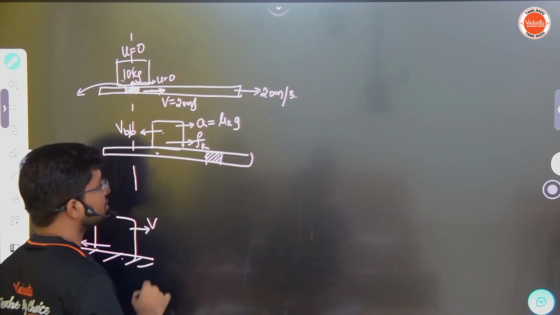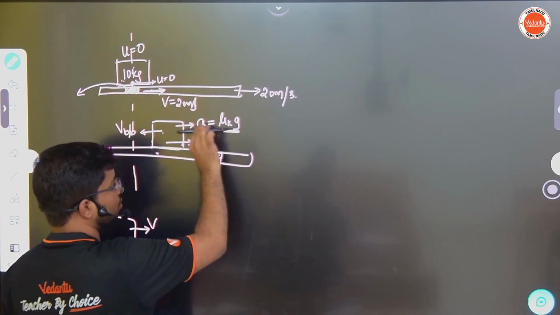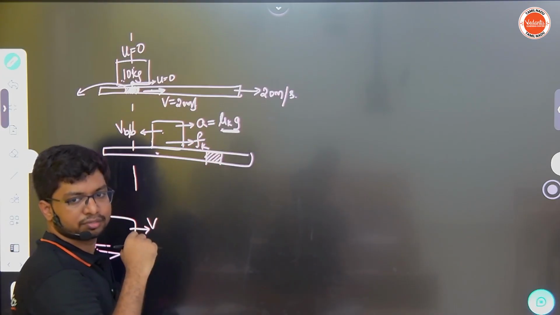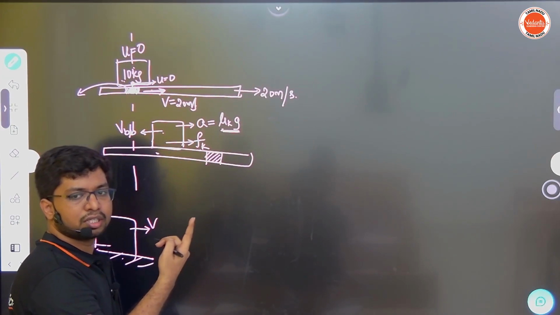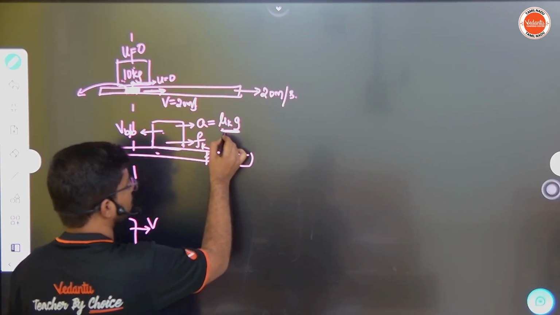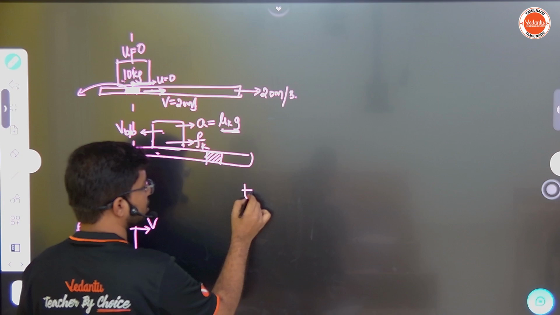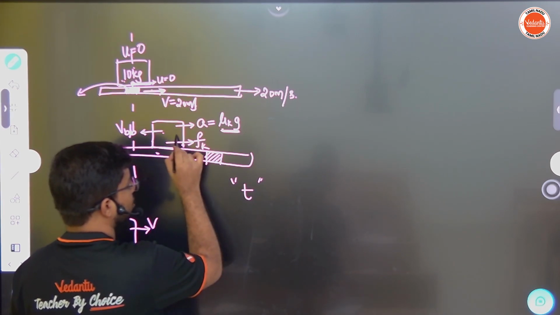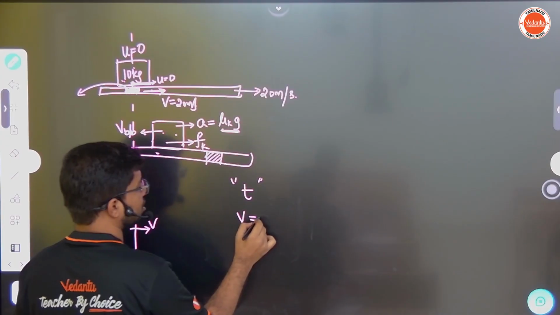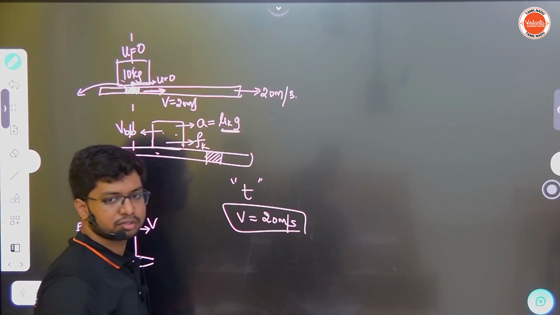Right, mu k into g. Now, if it is having acceleration in the forward direction, that means in the forward direction its velocity will increase, right? So if velocity increases here, that means at one particular instant of time, this block also will attain a velocity of 20 meter per second. Clear?